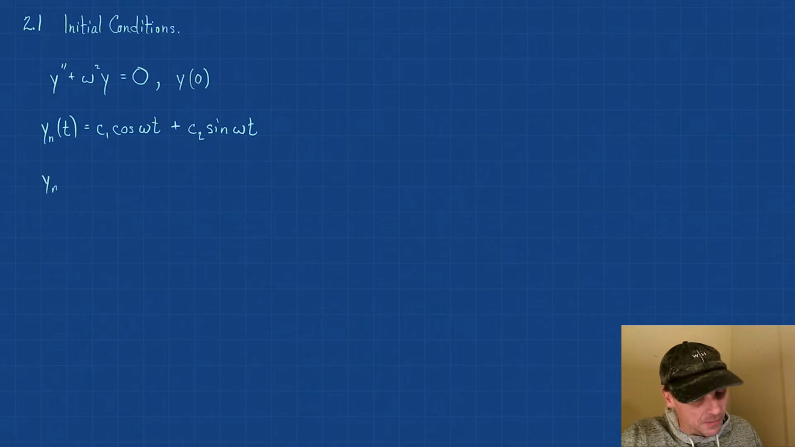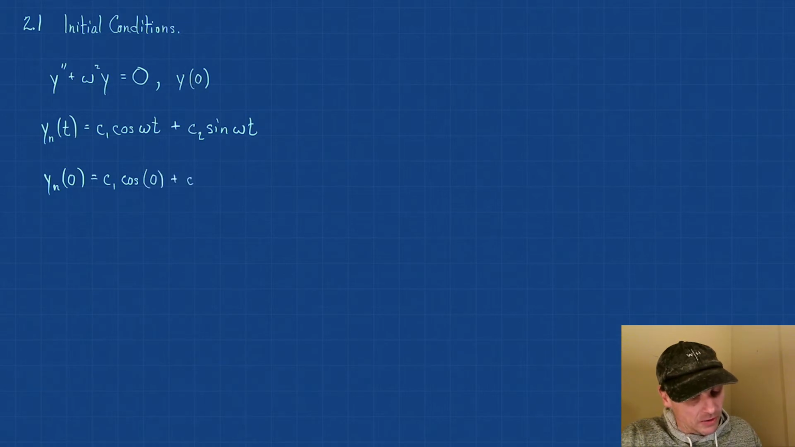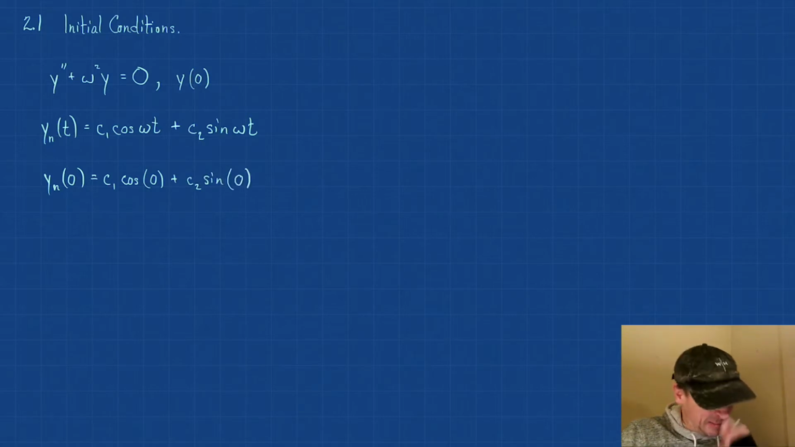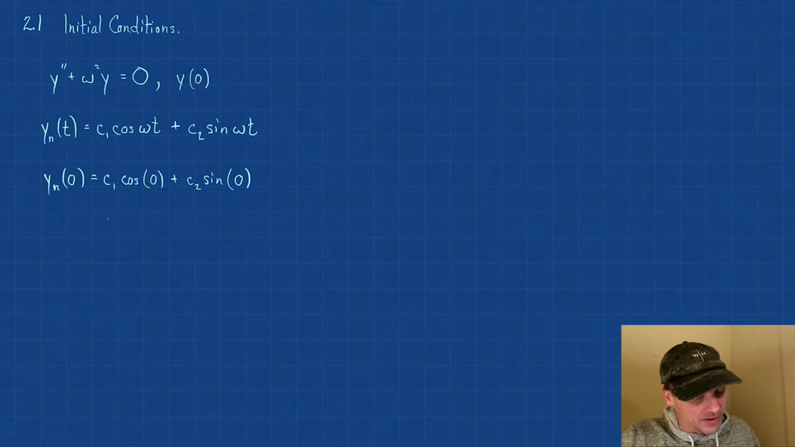So first off, y null of 0 equals c1 times the cosine of 0 plus c2 times the sine of 0. Well, what happens? Sine of 0 is 0, so this tells me that c1 is equal to whatever my initial condition is. I probably shouldn't have that little n in there. Let's clean that up.